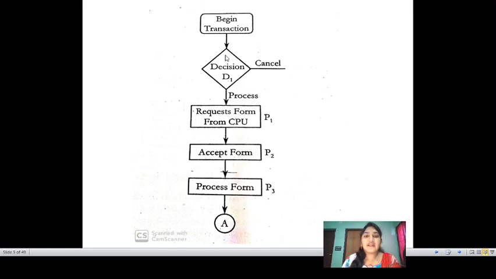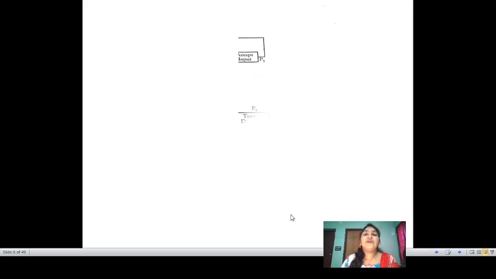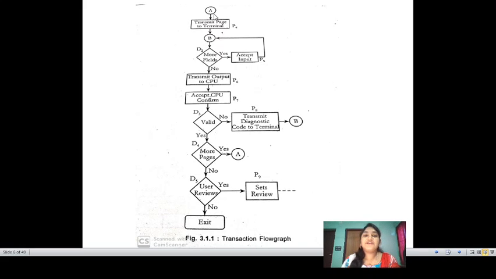So this is the begin transaction, where we are defining the decision statement D1, and that decision will be processed, which is a request from CPU. That request will be accessed as a process, P1, P2, P3 are the processes, and a request from the CPU accepts the form processing, which is accepted and which is requested from the CPU. That is handled by this node.